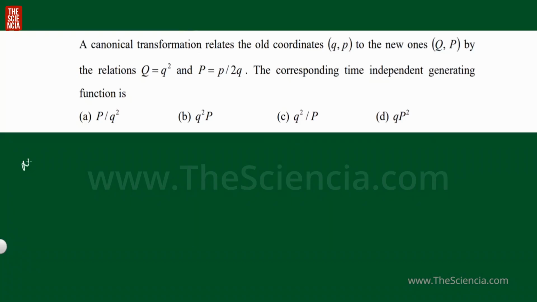This one is a previous SET NET question. Actually, we already solved this problem.